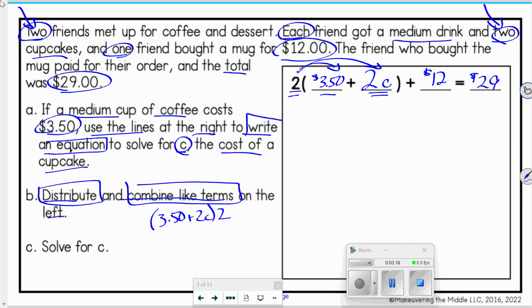2 times 3.50 is going to give me $7. 2 times 2C is going to give me 4C. Plus our $12 equals $29. Oh, wow, look at this. I've rewritten everything. Did I just do the distributive and then immediately go to the next thing, or did I write it all down? You wrote it all down.